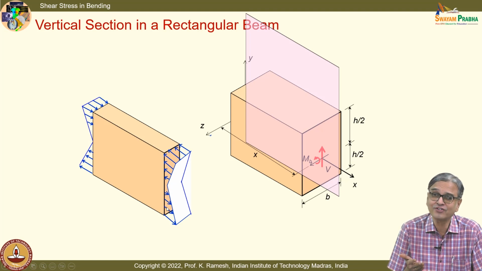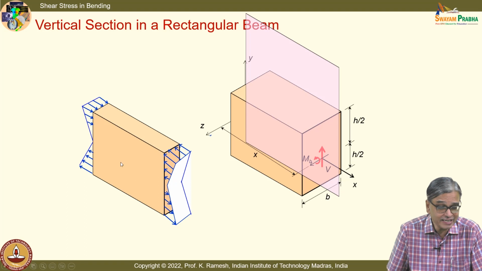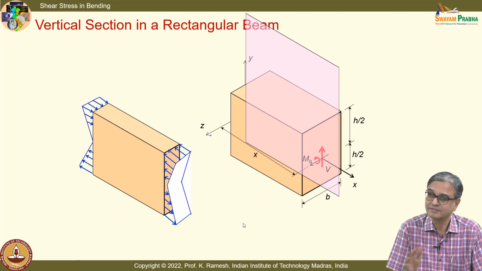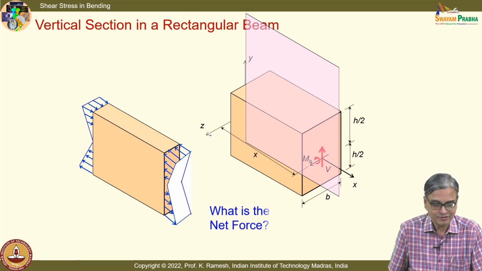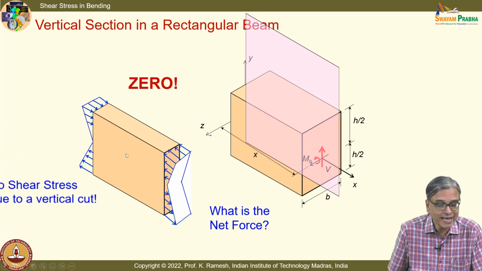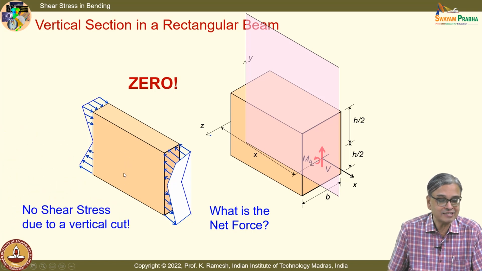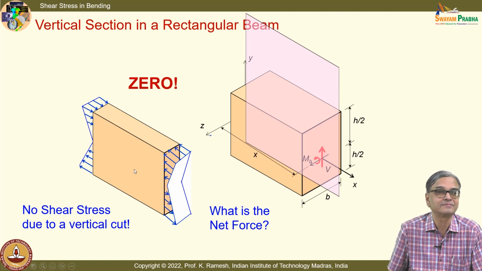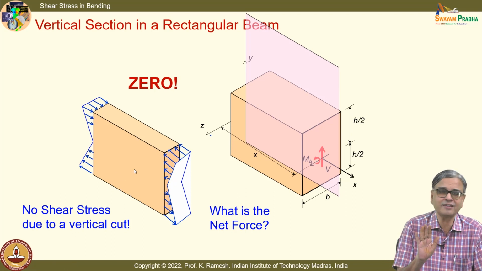Net force is 0 because I have taken a vertical cut. If I have taken a horizontal cut, net force is not 0. Is the idea clear? So, what is the net force? Because there is equal and opposite from the bottom to top, it is 0. So, you do not have any shear stress developed on this face of the element. Is the idea clear? Very subtle point.